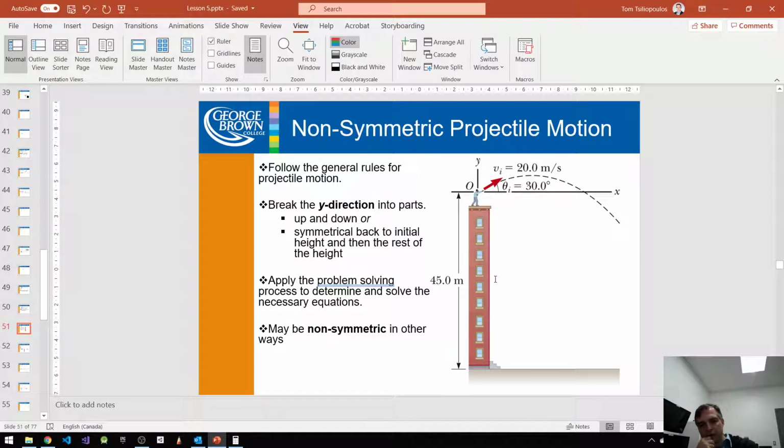So we've given some information. Given that we have a total height of 45 meters, and we have this man. He is throwing an object off of the top of a tower at what looks like 20 meters per second at an angle of 30 degrees. So the question would be, how long does it take for the object to hit the ground? What's the range of the object away from the tower base?